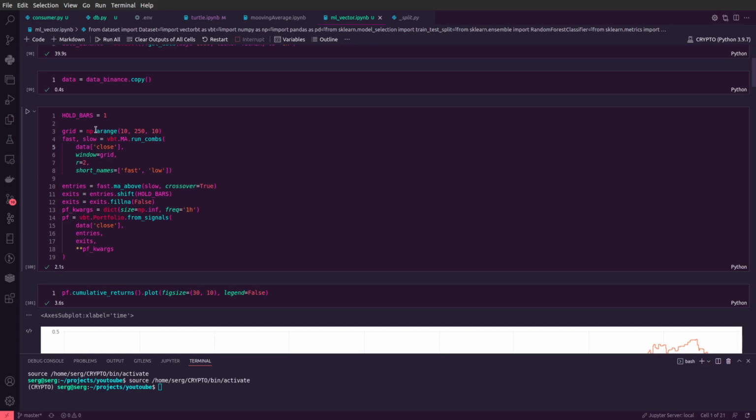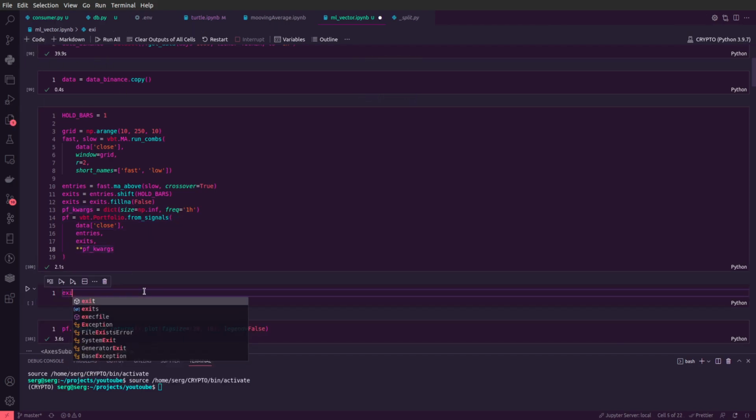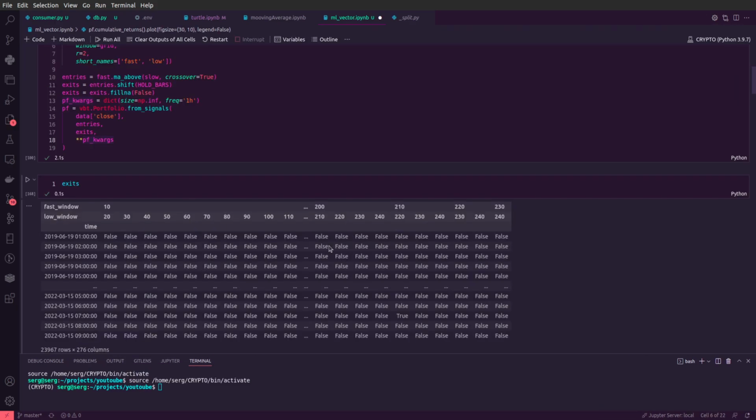Okay, in the previous video we used a grid search over combinations of moving averages. For exits we should shift by hold bars. When we do this shift, we have missing values, and we should fill these values using fill value false. Then we define our portfolio, and let's look at what happens with exits. You see we have boolean values in different columns, and when we have an entry at this position we have true.